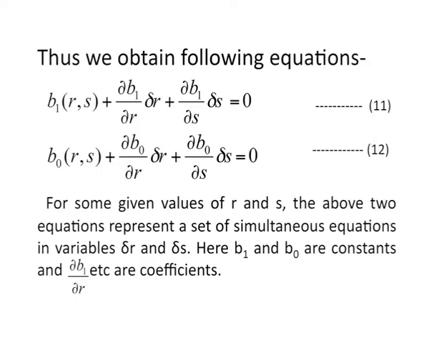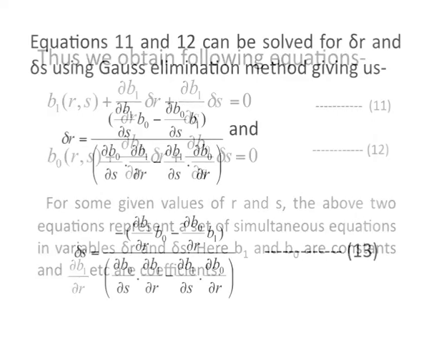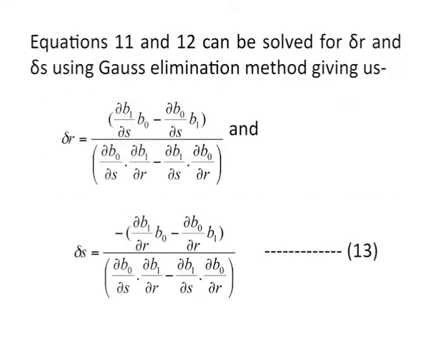These two equations represent simultaneous equations in the variables delta r and delta s. b 1 and b 0 are of course constants, and delta b 1 upon delta r, delta b 1 upon delta s are coefficients of the variables delta r and delta s. So, using the Gauss elimination method, we can find the values of delta r and delta s. These values are given in equation 13. You can see the correction values delta r and delta s obtained by using the Gauss elimination method.